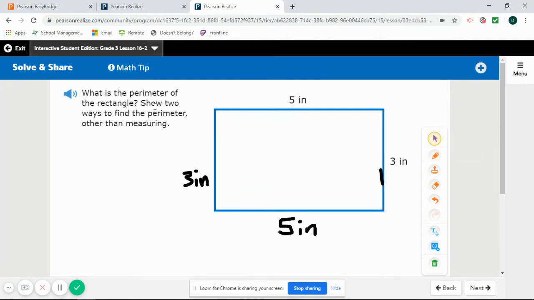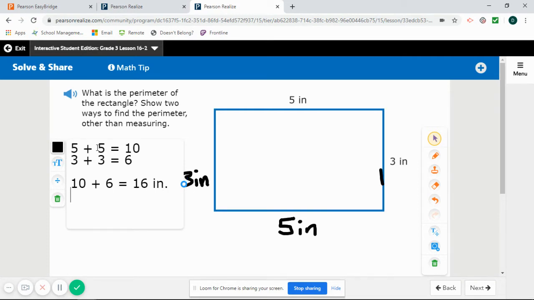This question wants us to show two ways to find the perimeter. The first way, I think the easiest way and the one that you will probably use the most, is to look at all the numbers and add them. In particular, I like adding the same numbers or doubles first. So I'm going to do 5 plus 5 equals 10, and then we'll do 3 plus 3 equals 6. Once we have those sums, we'll add them together to get 10 plus 6 equals 16 inches. That's one way, and that's the way you probably will use the most when doing perimeter, so you do not get confused with area and multiplication.